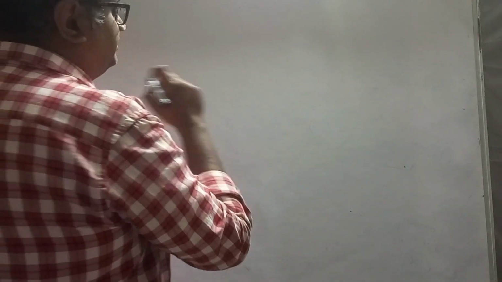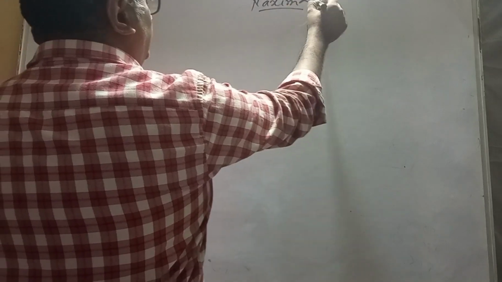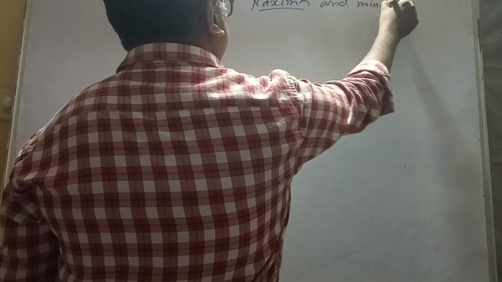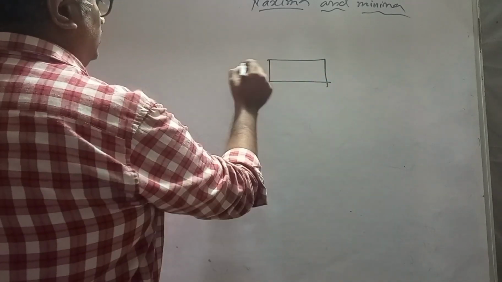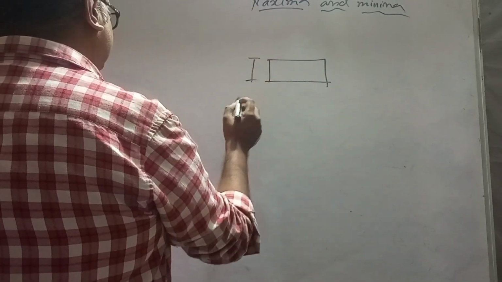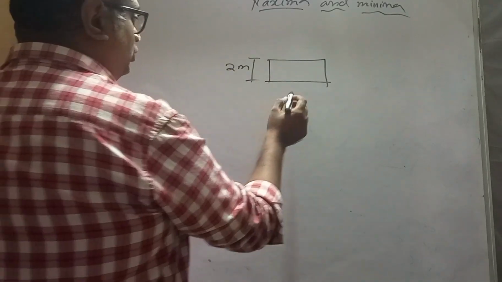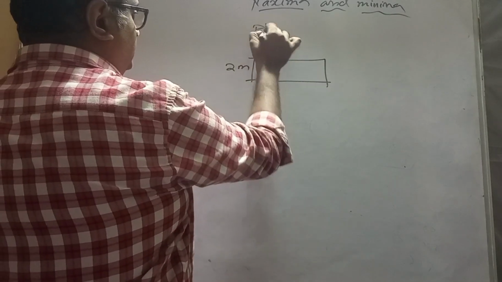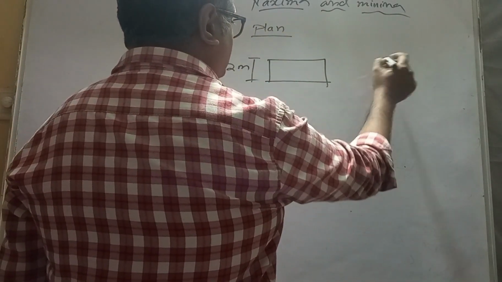Now, these types of problems are based on the concept of maxima and minima. Actually, there is a truck whose width is given as 2 meters, and this is on a road. You are seeing the plan view, that is, you are seeing from the top, and there is a person who is trying to cross the road.